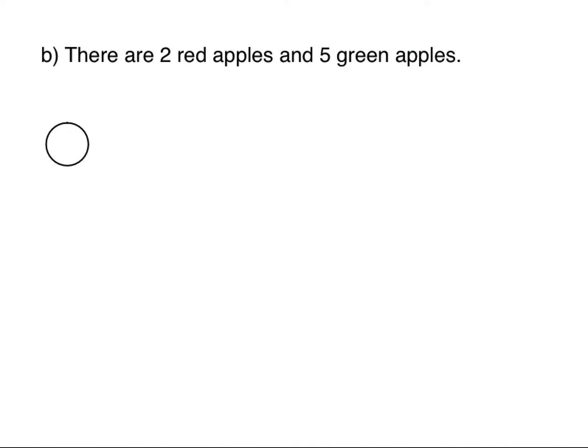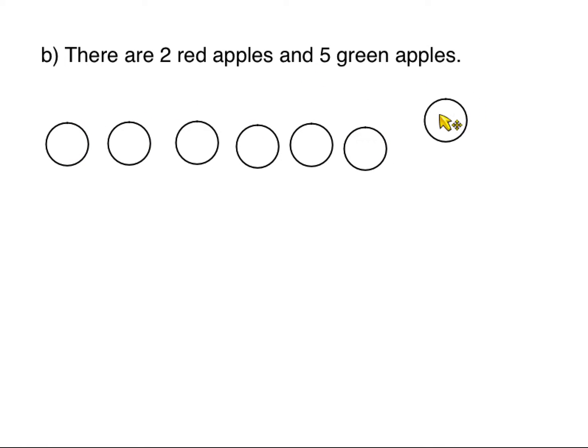But of course, really, when I say draw 2 red apples, I don't actually want you to draw apples. It's much easier to draw circles. So 2 red ones and 5 green ones. 1, 2, 3, 4, 5. It doesn't look like red ones and green ones.